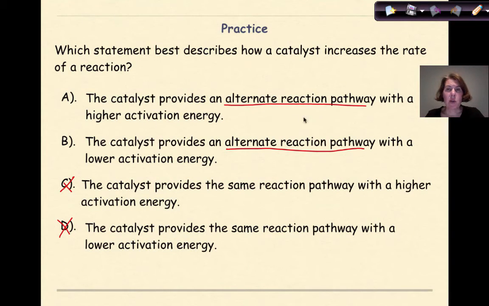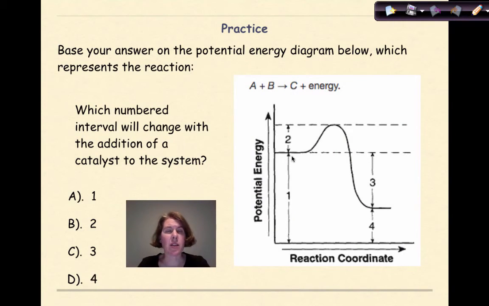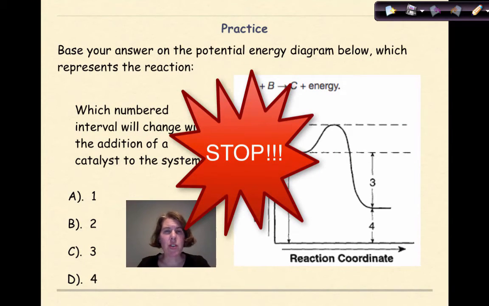If we look at the second half of the question, it says with a higher activation energy or with a lower activation energy. If you chose the one with lower activation energy, you're right, because we're looking at an alternate reaction pathway, but ultimately what we're trying to do when we add a catalyst is lower that activation energy. Let's look at another problem. Again, I'd like you to stop, read over the question, choose your answer, come back and check your work.